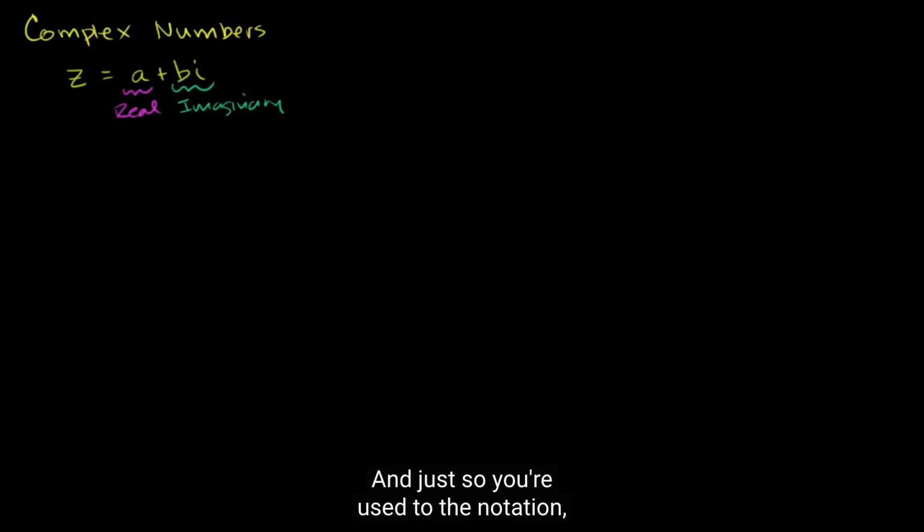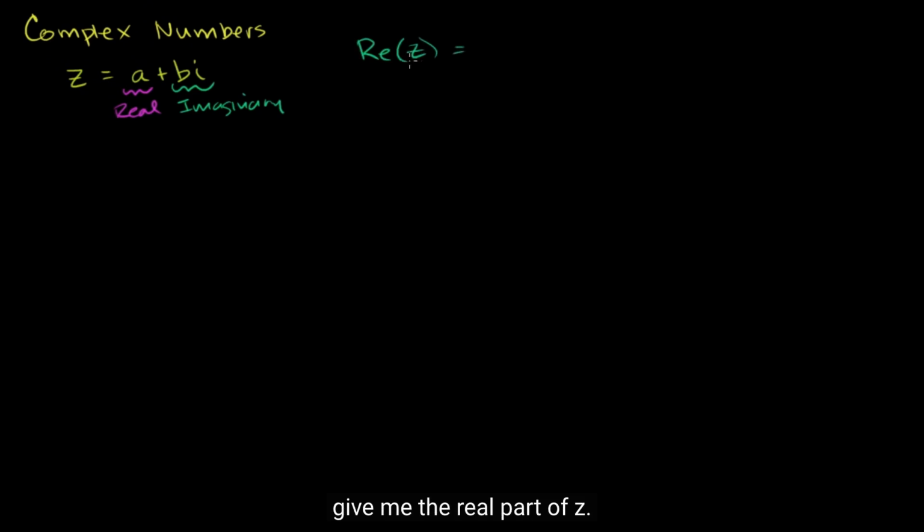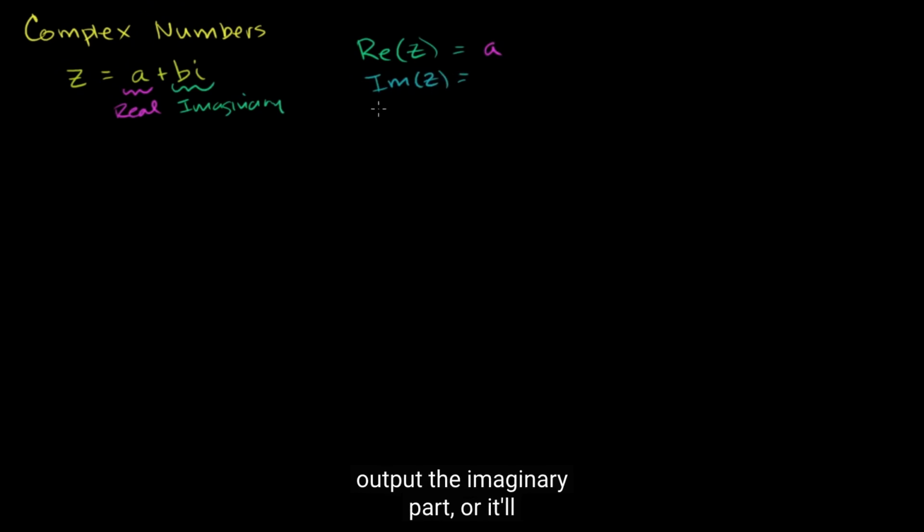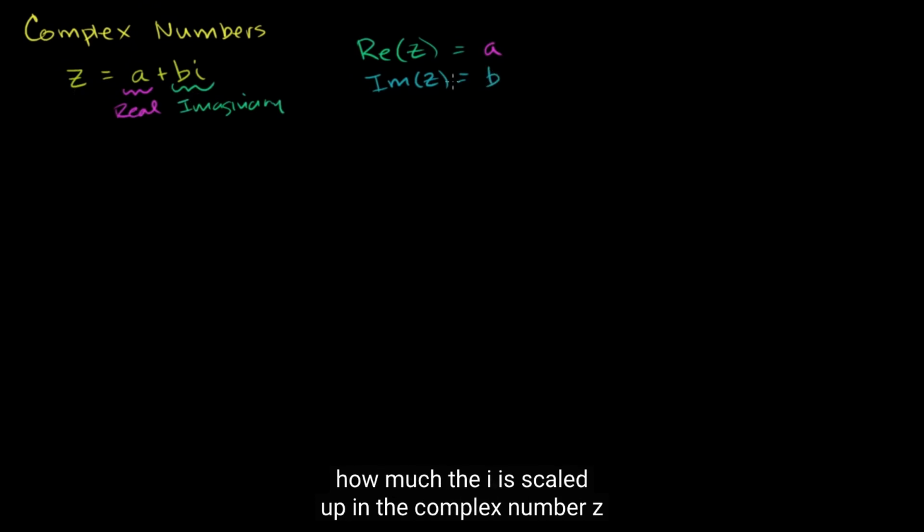And just so you're used to the notation, sometimes you'll see someone write the real part of z. This is a function that you input a complex number and it'll output the real part. And in this case, the real part is equal to a. And you could have another function called the imaginary part. The imaginary part of z, you input some complex number, it'll output the imaginary part, or how much you're scaling up i, and in this case it would be b. This is a real number, but it tells us how much the i is scaled up in the complex number z right over there.